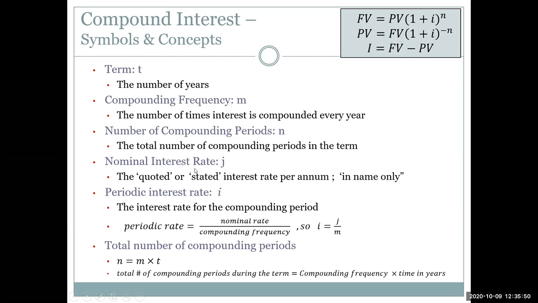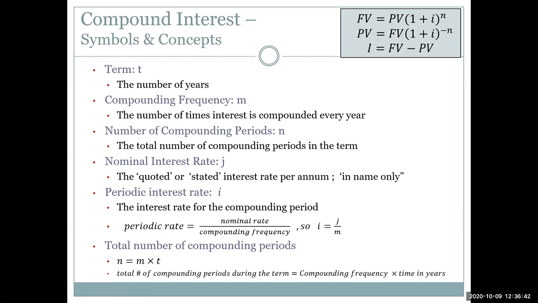We have something called a nominal interest rate, and the symbol for that is J. That just means it's the quoted, stated, or in-name-only interest rate quoted per year. The periodic interest rate, little i, is the interest rate for the particular compounding period. The periodic rate is equal to the nominal rate divided by the compounding frequency, so i is equal to j over m. The total number of compounding periods is N equals M times T. N is the number of compounding periods, M is the compounding frequency, and T is the number of years. So here it is in symbols, and here it is in words.